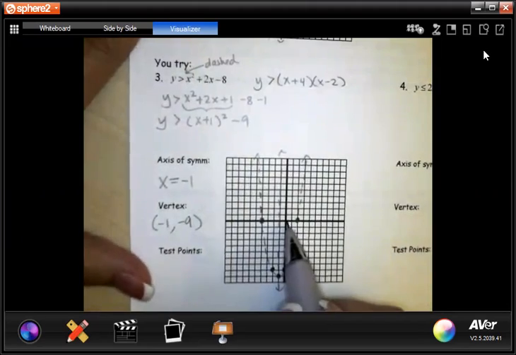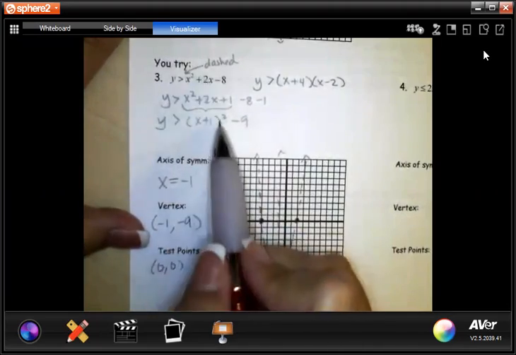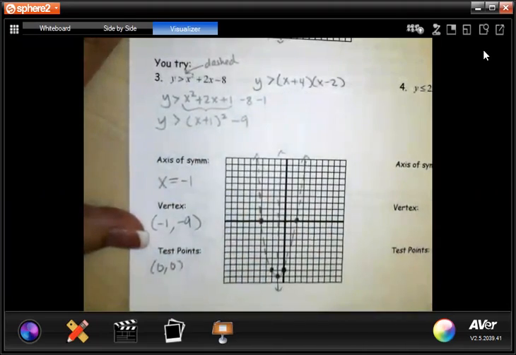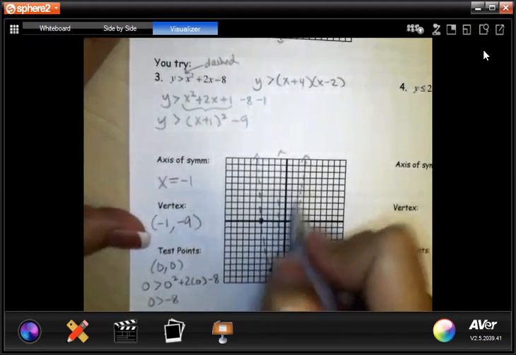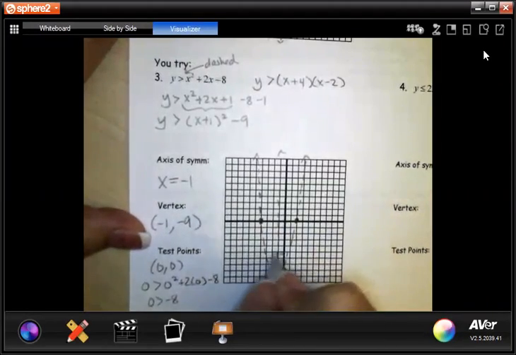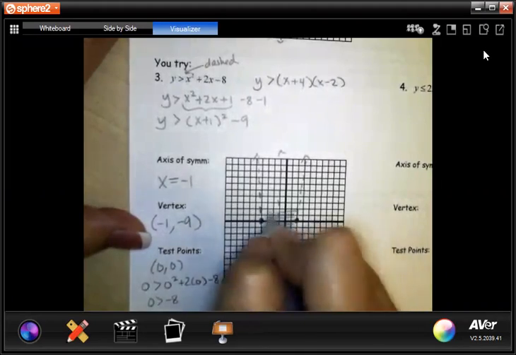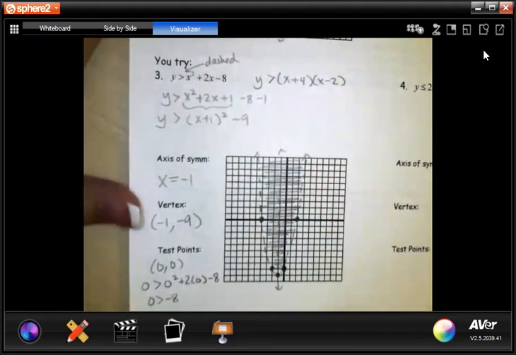Again, (0, 0) is the easiest point, so I'm going to go ahead and use that one. I plug in 0 to my equation, and I can really plug it into any one of these equations that we have now written. We wrote all three forms up here just for practice. So I plug in 0 for the y and 0 for the x, and I get 0 is greater than -8. That is a true statement. So wherever (0, 0) is, which in this case is inside my parabola, there are my solutions. And so we have graphed our quadratic inequality here.